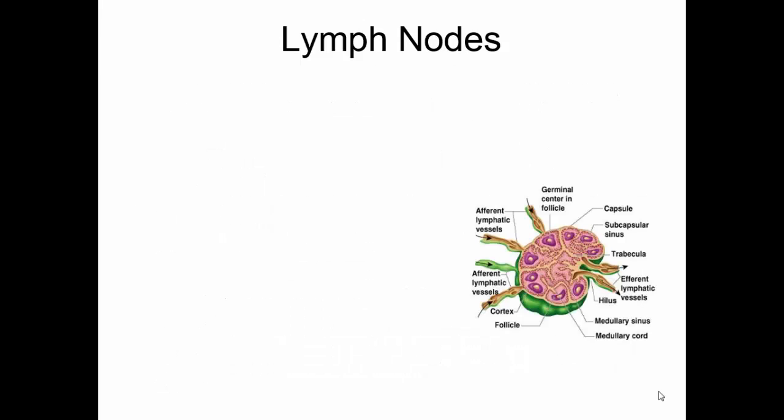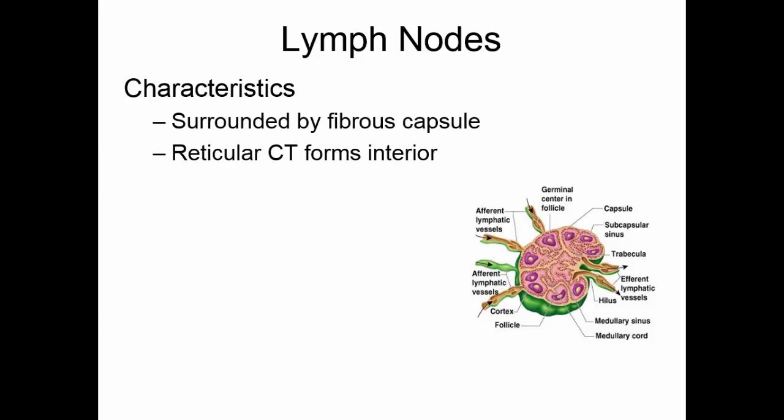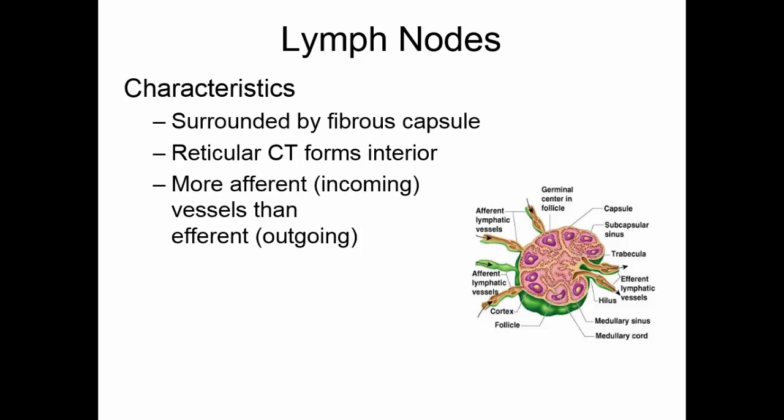The lymph nodes are clusters of tissue that are surrounded by a fibrous capsule. Reticular connective tissue forms the interior. Reticular tissue makes sort of a network, so the phagocytic cells and the lymphocytes can hang out in this network. There are more incoming vessels, afferent vessels, than there are outgoing vessels. This means that there's a little bit of pressure behind that fluid as it goes through the lymph node. This allows the phagocytes and the lymphocytes an opportunity to see everything that's in this lymph.